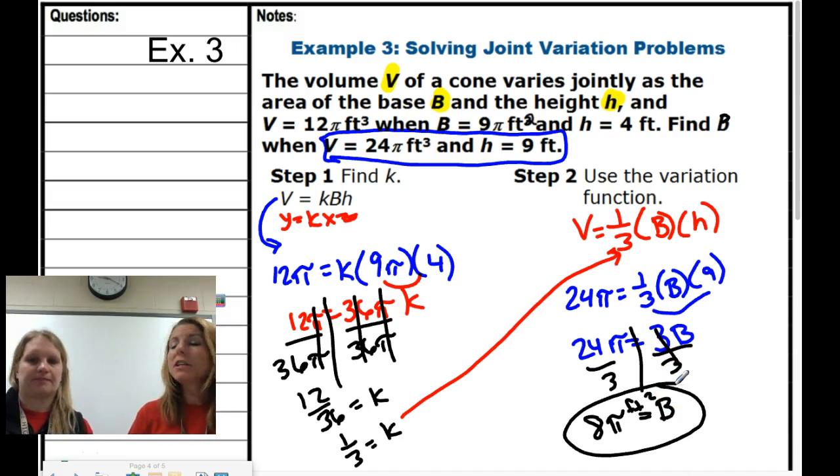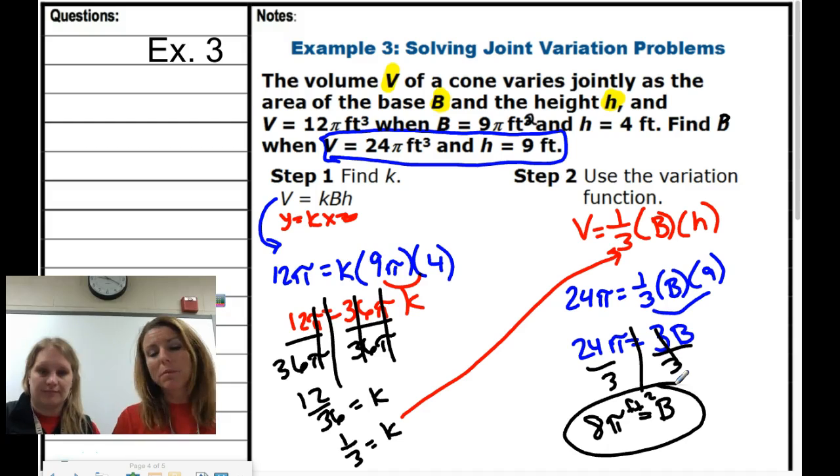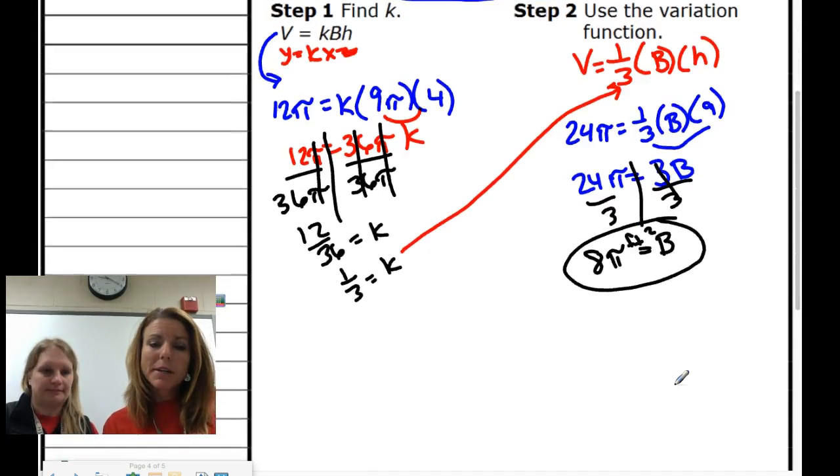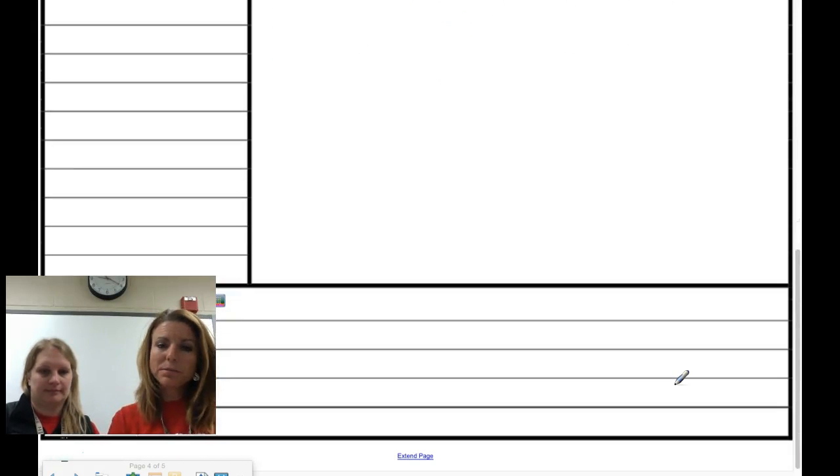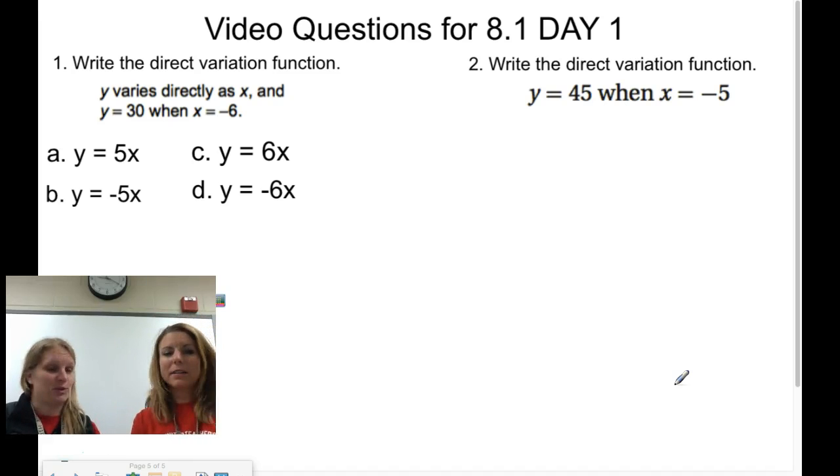Notice a lot of these problems are 2-step problems. We'll look at that short video. So here's video question 1, video question 2. Pretty straightforward. They're both direct variation, no joint variations, so just your y equals kx.